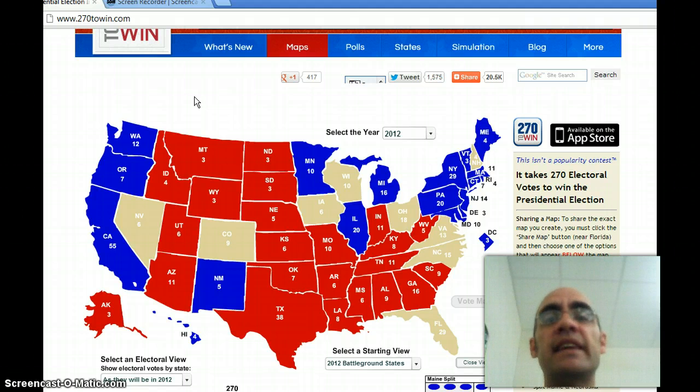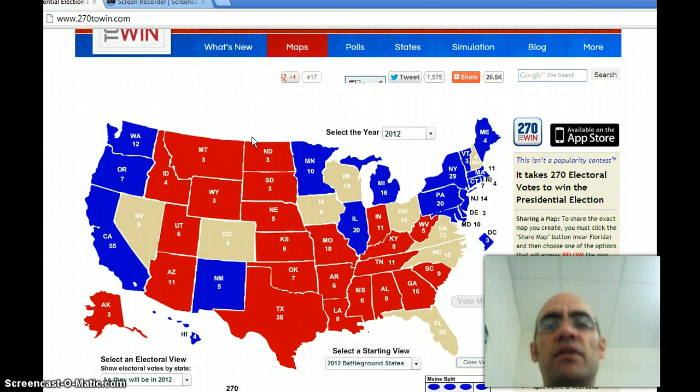So each state has its own separate election for president. When we go to vote in November of this year, and they're showing the results, and they say this person won this many votes in the country, this person has this many votes, it doesn't matter. You want to win the most Electoral College votes.